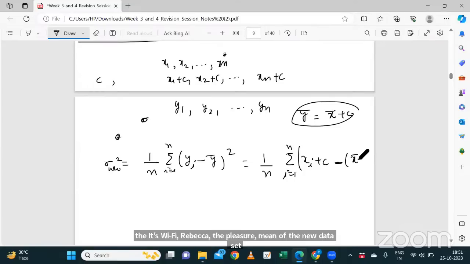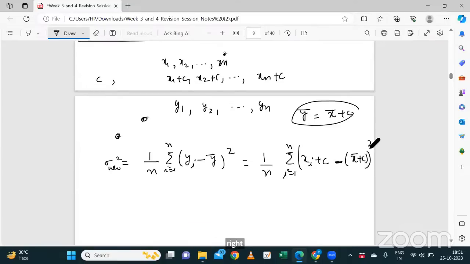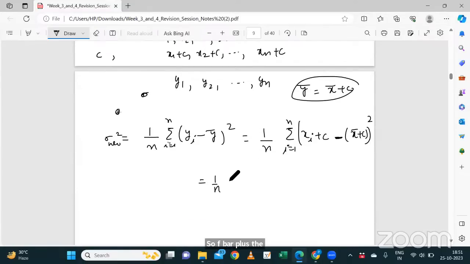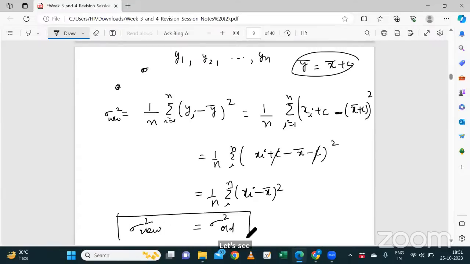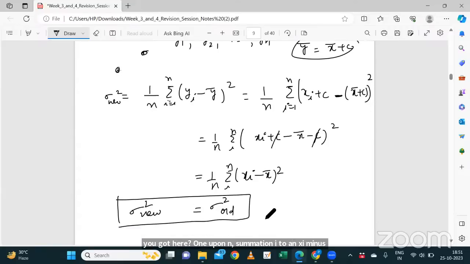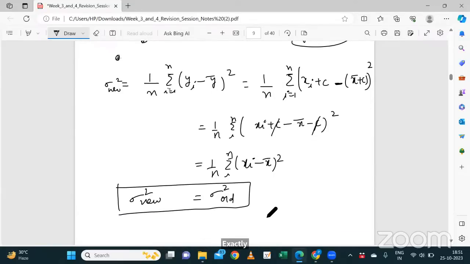So we get 1 upon n, summation i equals 1 to n, xi plus c minus x bar minus c, whole square. Here c gets cancelled out. What we get is 1 upon n, summation i equals 1 to n, xi minus x bar whole square. This is nothing but sigma square of the old data set. So there will not be any change or effect by adding or subtracting a constant in case of variance. Correct?